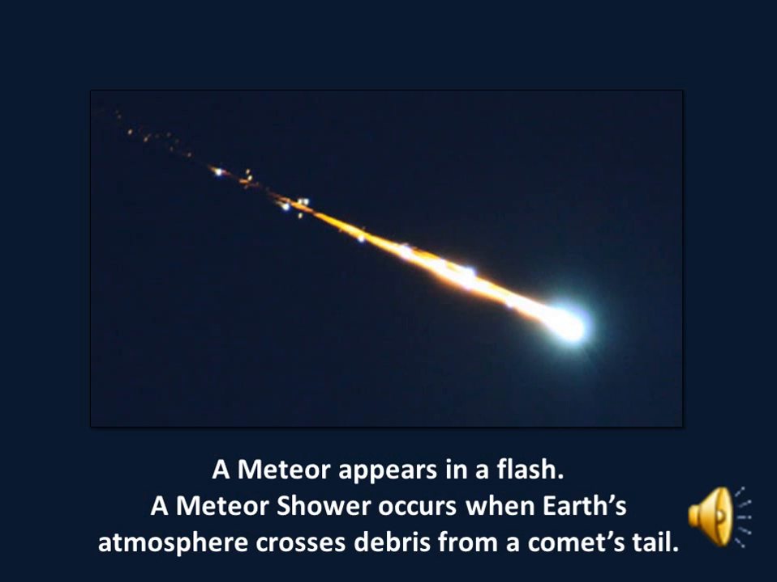A meteor shower begins when the debris from a comet's tail enters the Earth's atmosphere. The Perseus meteor shower occurs annually in July and August. During its peak, as many as 60 or more per hour can be seen. This particular meteor shower has been known for over 2,000 years.